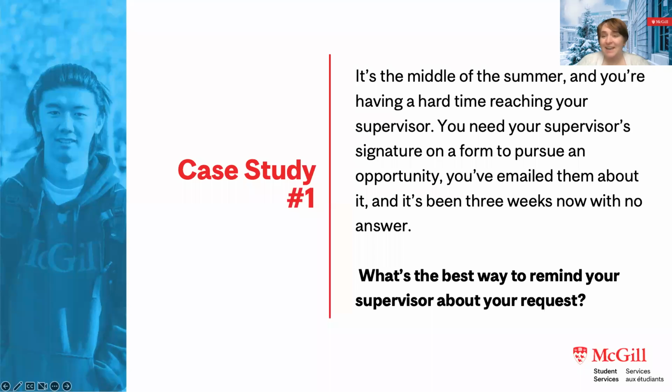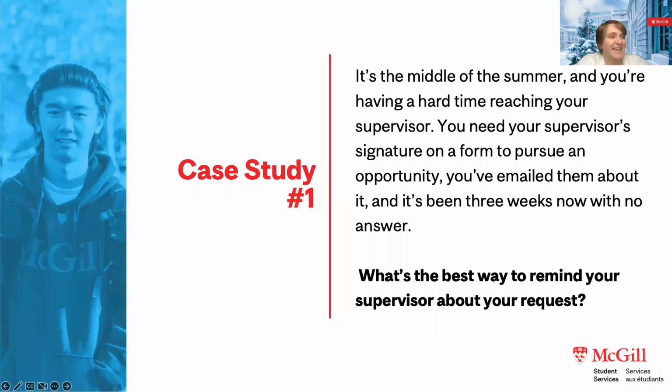All right, so I kind of gave away A is not a good answer because A is pretty avoidant, right? And often if you don't get an answer to an email, it's not necessarily a no. It usually just means you have to change up the way that you're approaching the issue.